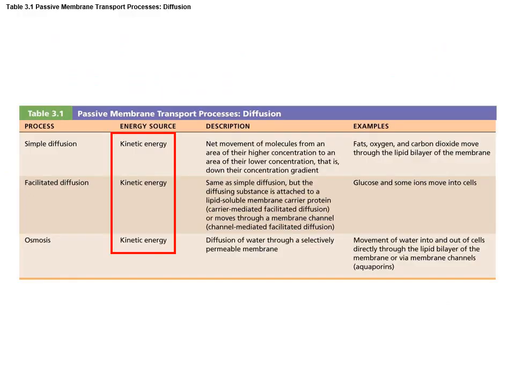There are some beautiful illustrations as well as tables in your book, and I definitely recommend that you check them out. So for instance, here it's giving you a nice comparison between simple diffusion, movement by itself, facilitated diffusion, which is going to be using either carriers or proteins or channels, and then osmosis, which will solely be the movement of water. Notice that all three examples will utilize kinetic energy. No additional energy is required.